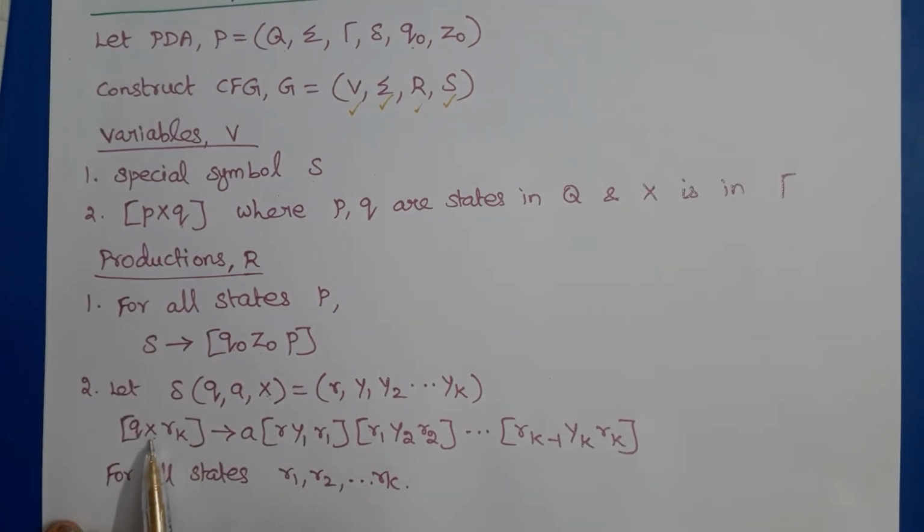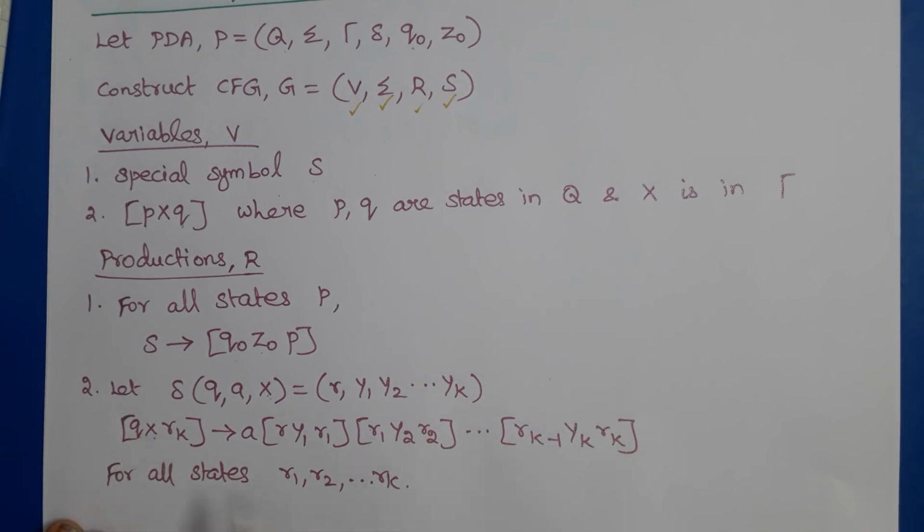So this Q, X and R_K, and this must be written here. K symbols are there, so we need to use K variables. So assume that the set of states are R1, R2, dot dot dot to RK. K number of states are there. Then for all possible combinations of the states, we need to write this rule.